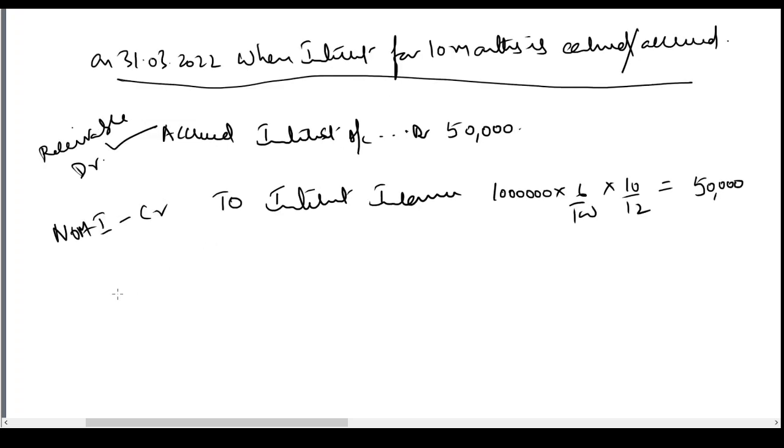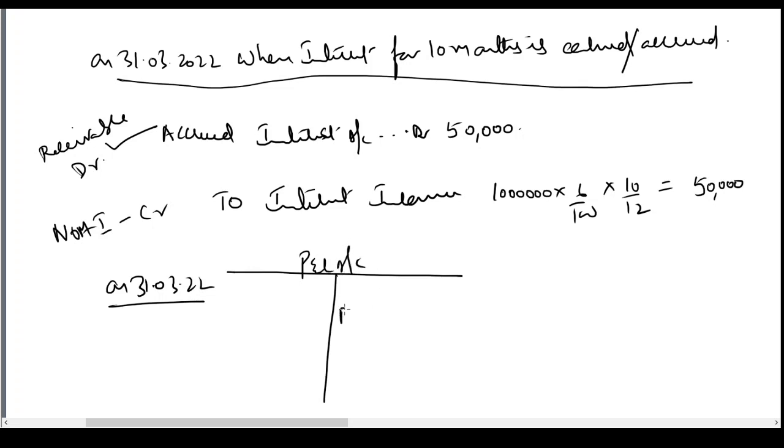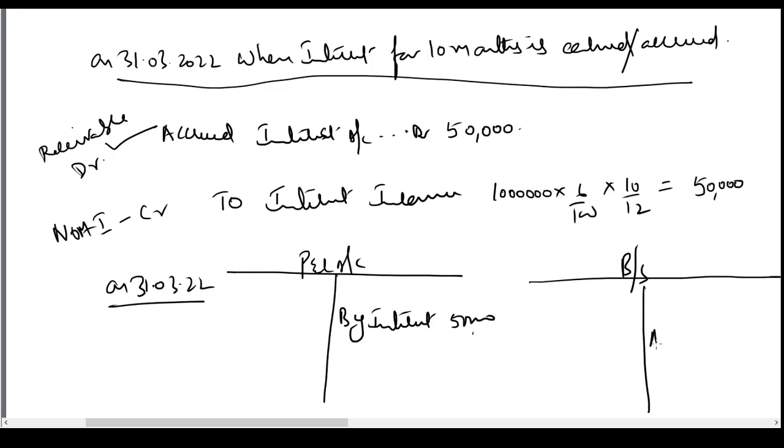On 31st March 22, in my P&L account, interest income will be credited. I'll say by interest income 50,000, and in my balance sheet I'm going to show accrued interest 50,000 as an asset. So I'm going to recognize the income, and I'm going to recognize the asset in my books of accounts. So this is how I'll deal with accrued interest.